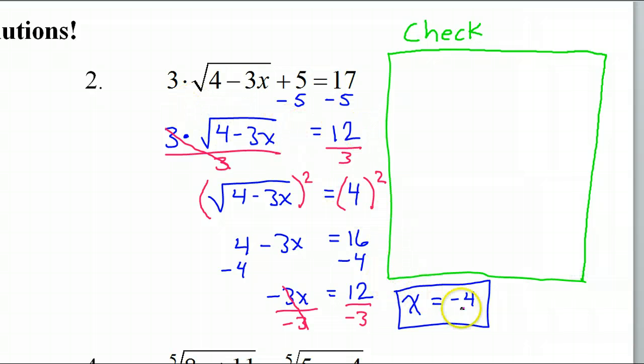So to check our answer, we'll substitute negative 4 back in for x. So this will become 3 times the square root of 4 minus 3 times negative 4. Okay, that's all under the radical. Plus 5 equals 17.